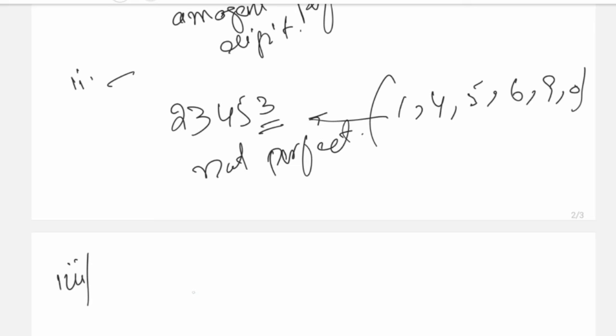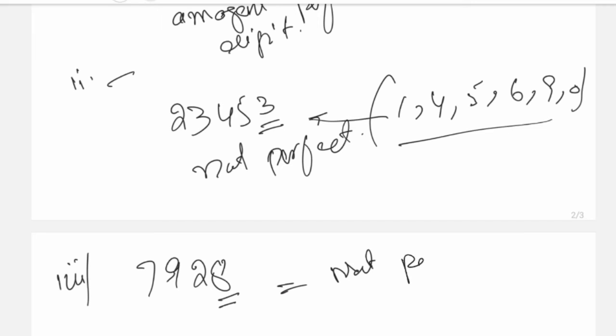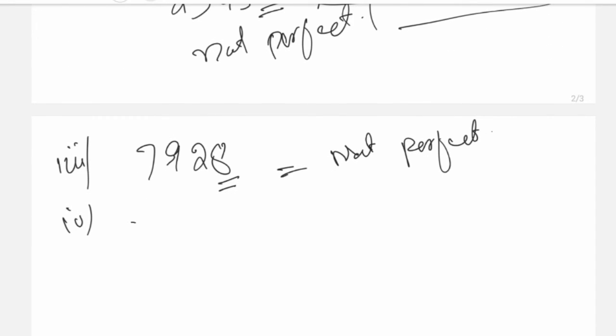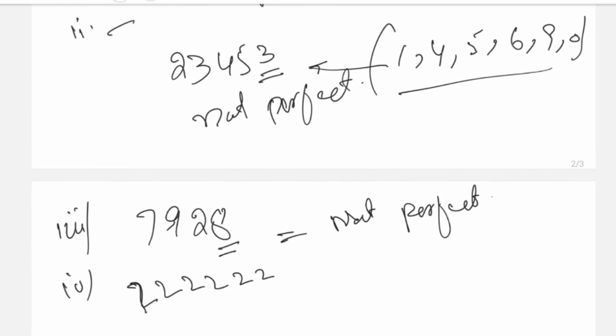Then I have 7928. Now the last digit is 8. Check, is 8 there? No. It's not a perfect square. Again, the next value is 22222. Now when we see, 2 is also not among them, so it's not a perfect square.